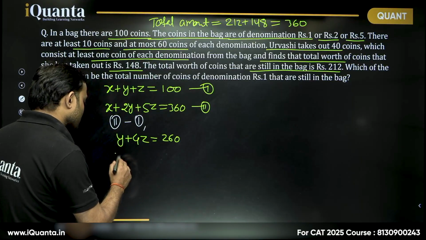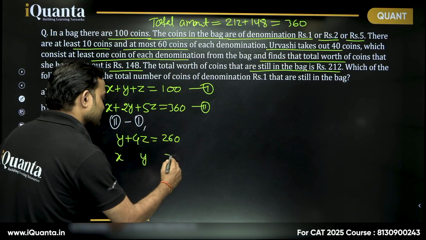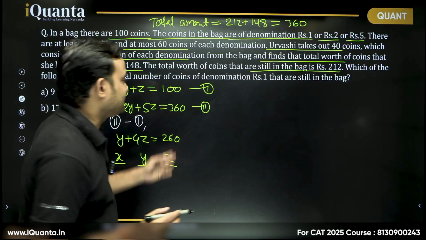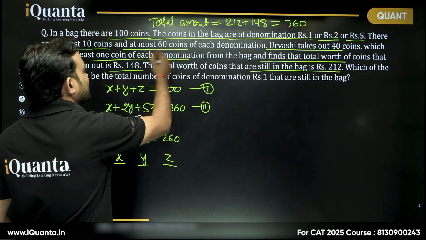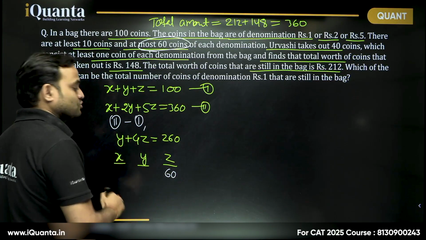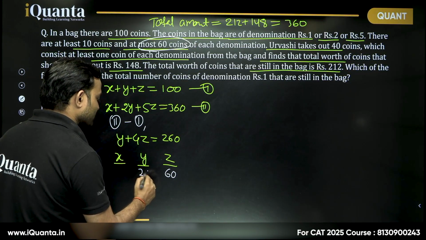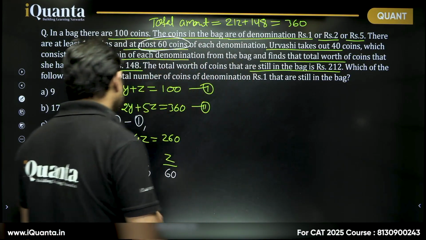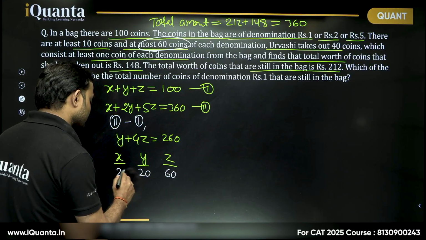What can we say about X, Y and Z here? The maximum value of Z that I can take is 60, at most 60 coins. If I'm taking Z as 60, this will become 240. In that case, Y will be 20. X plus Y plus Z is 100. Can I say X will be 20 as well?